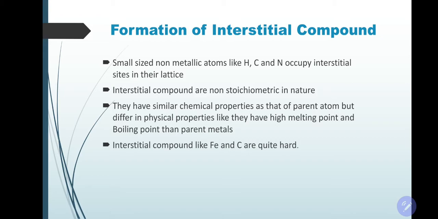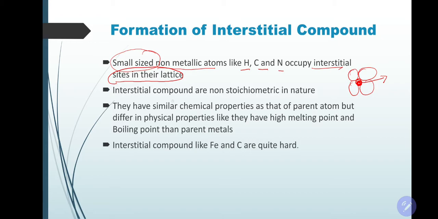Now the next topic is that d block elements form interstitial compounds. Why do they form interstitial compounds? Basically, d block elements are small in size. Due to the small size, non-metallic atoms like hydrogen, carbon and nitrogen occupy the interstitial sites in their lattice. The interstitial site is the empty site in their lattice.